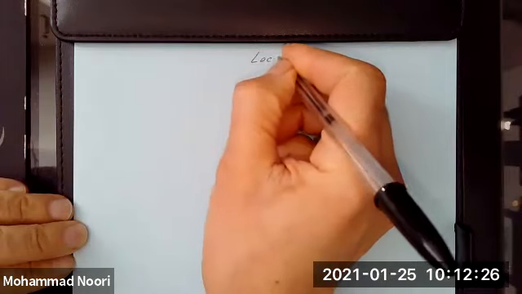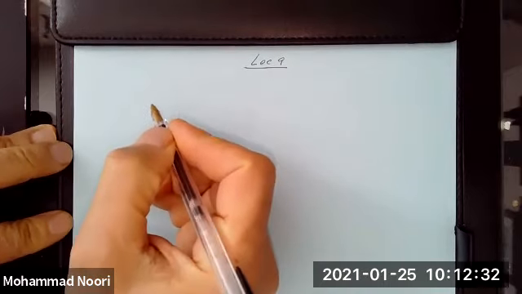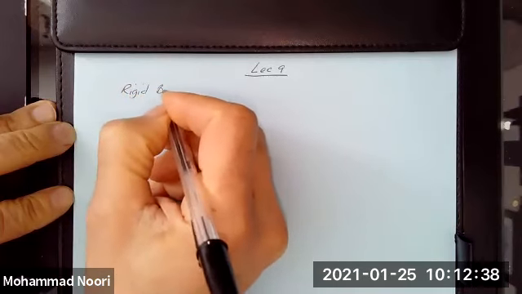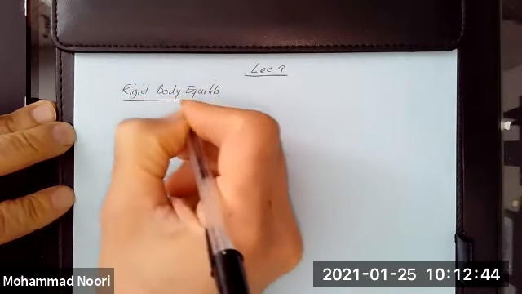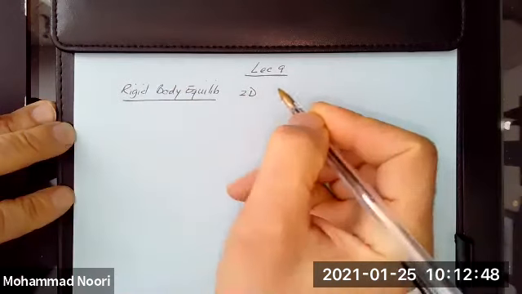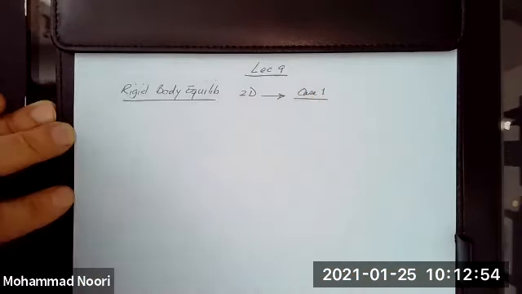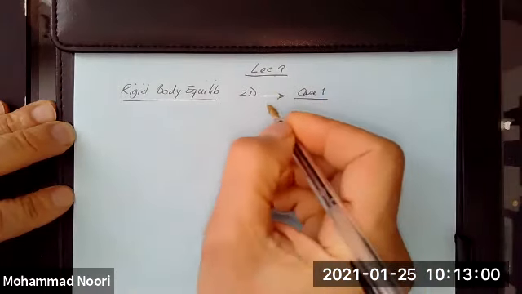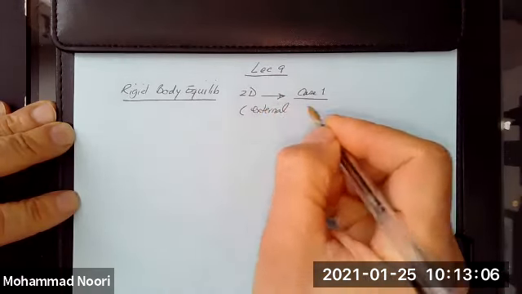All right, so let's get started. This is lecture 9, and we are going to continue our coverage of rigid body equilibrium problems in 2D. And for the time being, we are going to focus on case 1, that is finding only the external reaction forces.